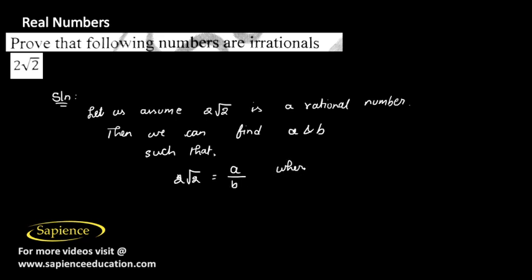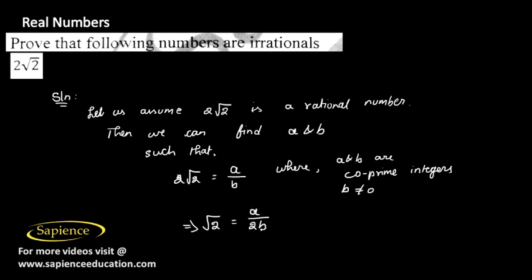where a and b are co-prime integers and also b is not equal to 0. So since we assumed 2 root 2 as rational number, we can write it as a by b, and we can further write this like this: root 2 is equal to a by 2b, by bringing the 2 to the other side of the equation.